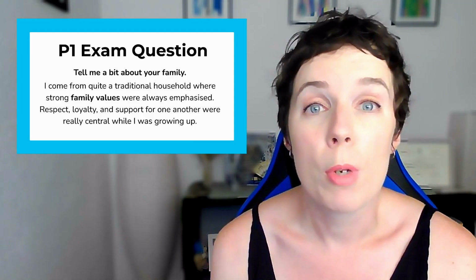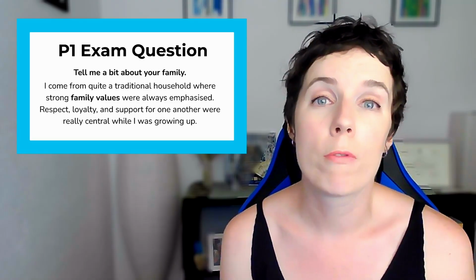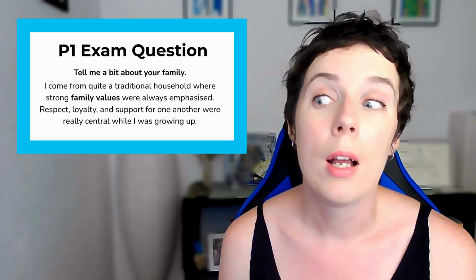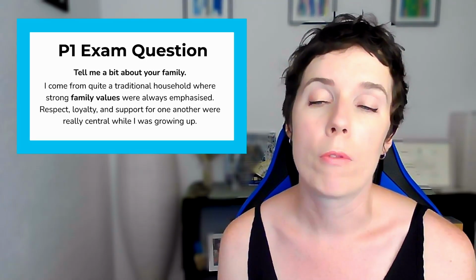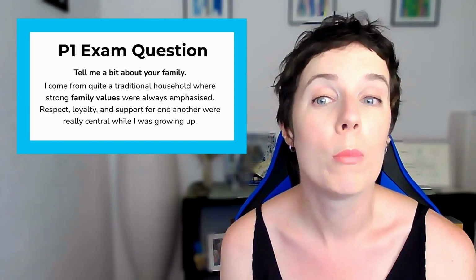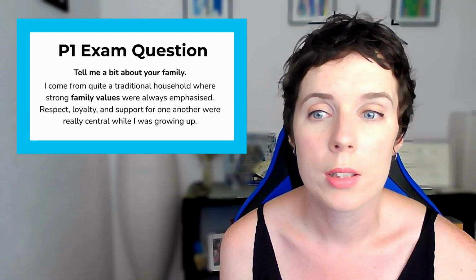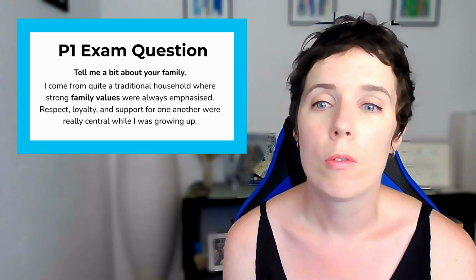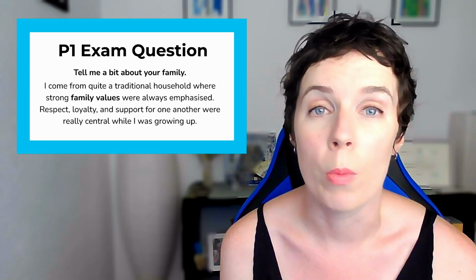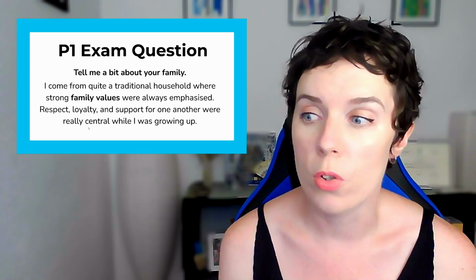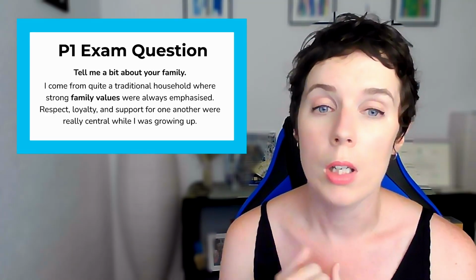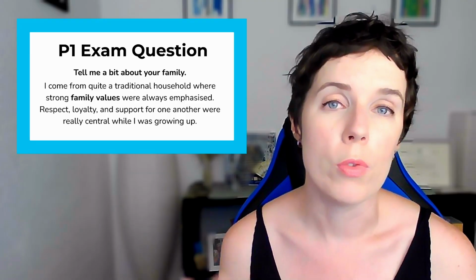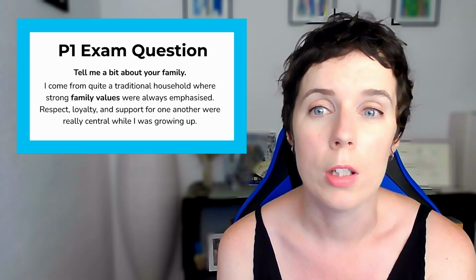So if the examiner asks, tell me about your family, you could say, well, I come from quite a traditional household. Household, there you go, a synonym for family. You could just use household instead. I come from quite a traditional household where strong family values were always emphasized. Respect, loyalty, and support for one another were really central while I was growing up. Again, instead of saying important, you can say central. So we've got all these synonyms for different words instead of using lower level vocabulary. You can use stuff like this. If you use different synonyms, you'll get a higher mark in your speaking exam. Okay.